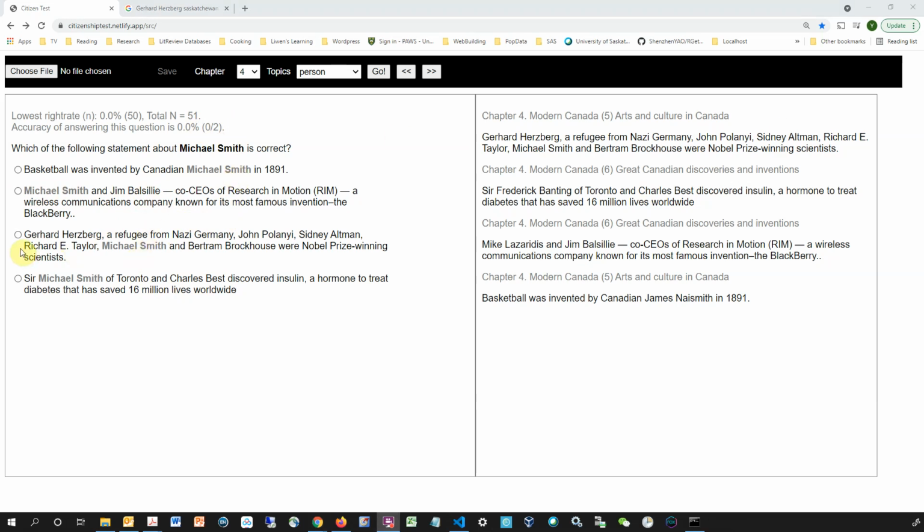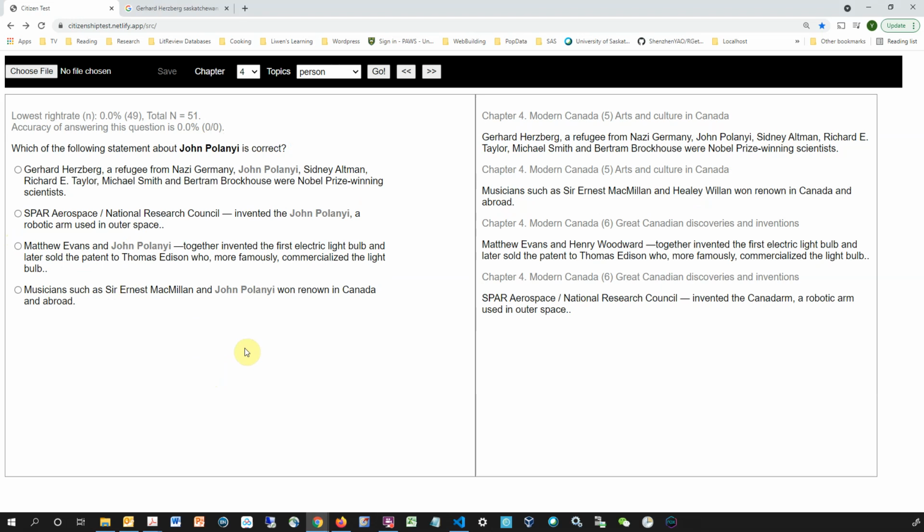Once you click the right choice, which is this one, it's going to switch to another question. Now it's going to tell you that out of a total of 51 questions, all about information in chapter 4 about persons, you have 49 remaining questions that you have not answered, or have a very low right rate. In this case, because you haven't been tested on the rest of the 49 questions, the right rate is 0 for these questions. Then you can test the next question.